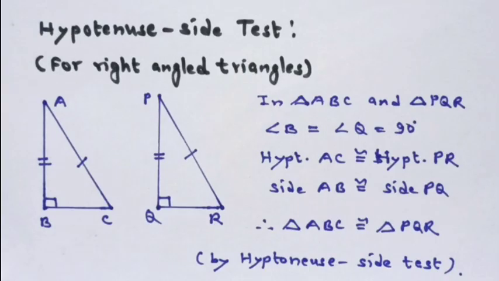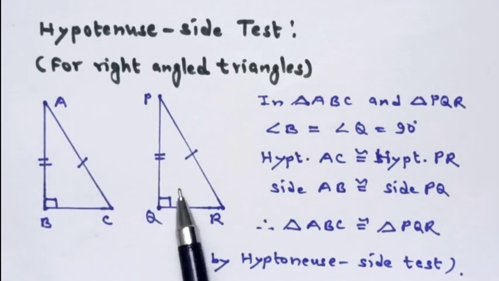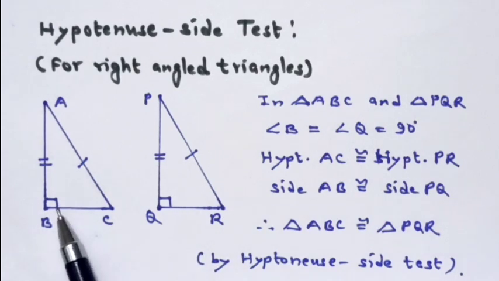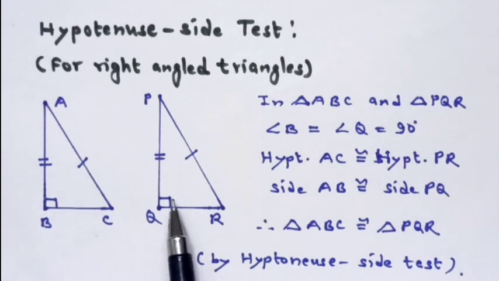Next one is the hypotenuse side test. It is only for right angle triangles. So once you see right angle triangles, try to check whether you can use the hypotenuse side test or not. Look at these geometrical figures, triangles: triangle ABC, triangle PQR. Two right angle triangles are given.